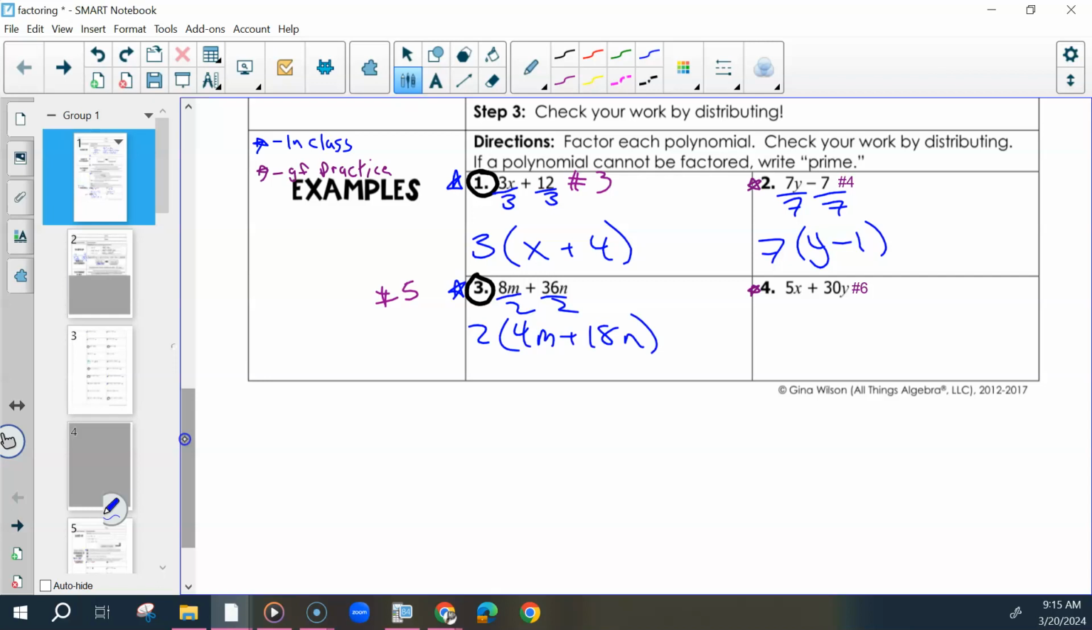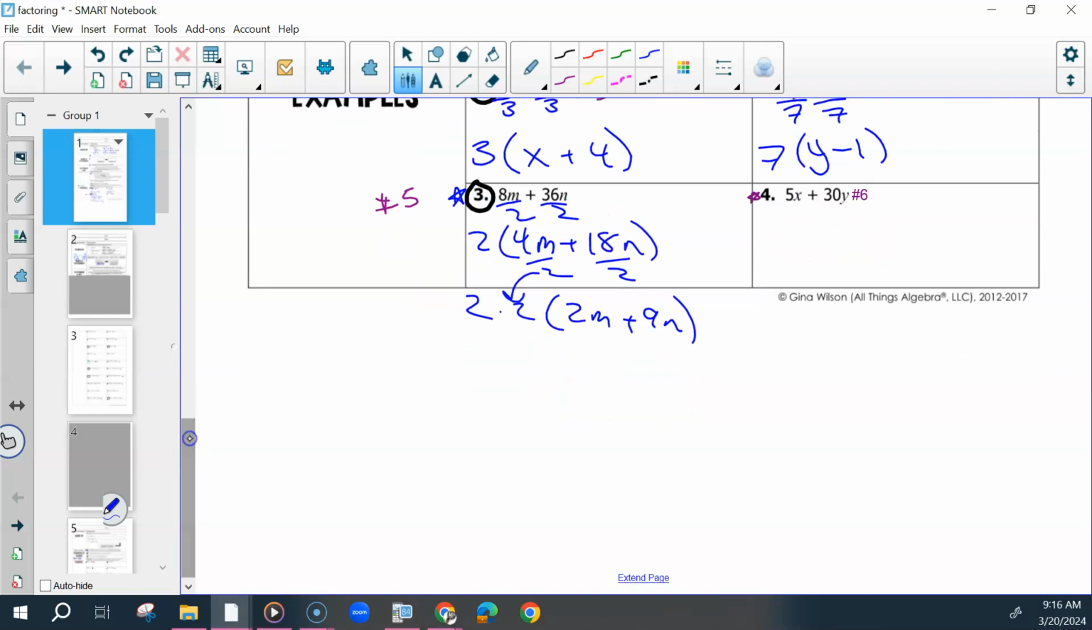Because I didn't divide by the highest GCF, I see that this is not prime. I could divide this by what? 2. I could divide something else out of it, which means it's not prime. But I can still do that. Divide these both by 2. Whatever I divide by comes on the outside. So there's a 2 already there. This 2 also gets put on the outside. And then I would just multiply those 2's together.